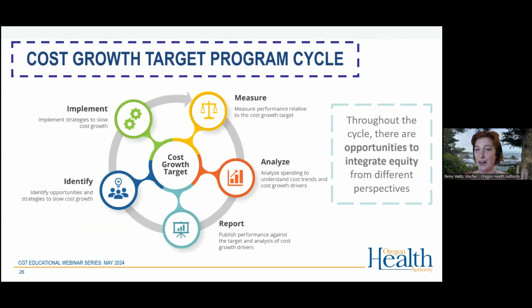So here, this is kind of a red herring. This is the cost growth target program cycle. This is moving through from identification to implement, measure, and analyze and report. So this is what the cost growth target program is working on at any given time. All of my colleagues here in the cost growth target program are working on identifying opportunities and strategies to slow cost growth, implementing them, measuring them, analyzing them, and then reporting them. We just put out the 2024 annual cost driver report. So we're at a really fun point in this cycle around the annual report, where we just finished up the report and now we're moving back into flowing through the rest of the cycle. You can also make the argument that the cost growth target program is at any point of this cycle at any time. So it's always a good time to jump in.